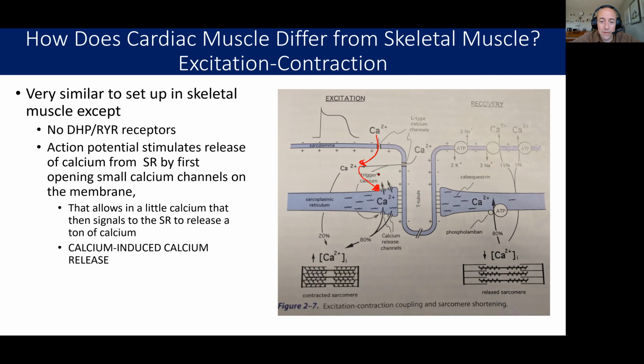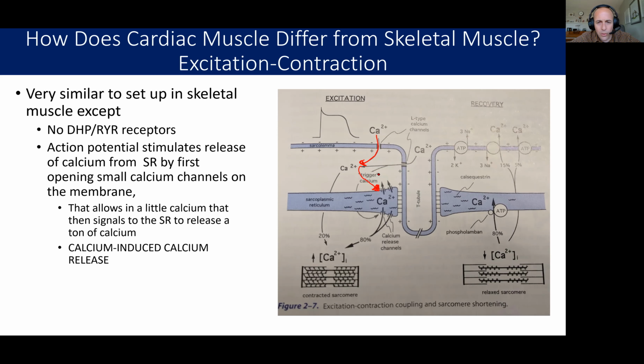So you get maybe 20% of your calcium for the contraction coming from the L-type calcium channels and 80% coming from the SR. But nothing would come out of the SR if it wasn't for those L-type calcium channels. First, you get a little bit of calcium coming in like a graded potential, and that triggers the SR to release its calcium, which then will go bind with troponin and initiate a contraction very similar to what you would see in a skeletal muscle.